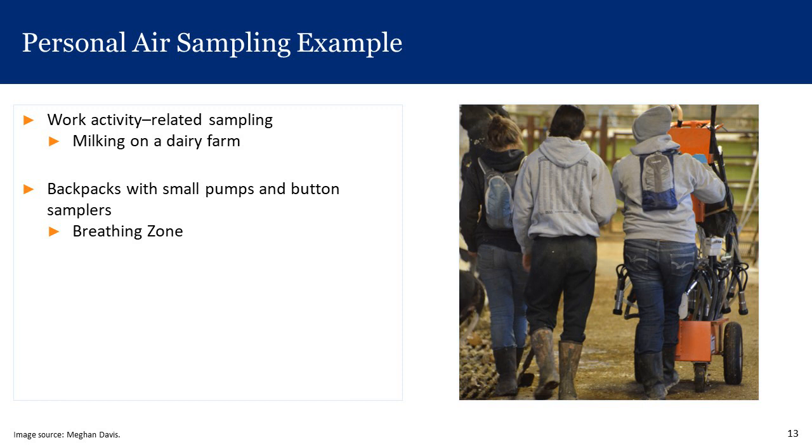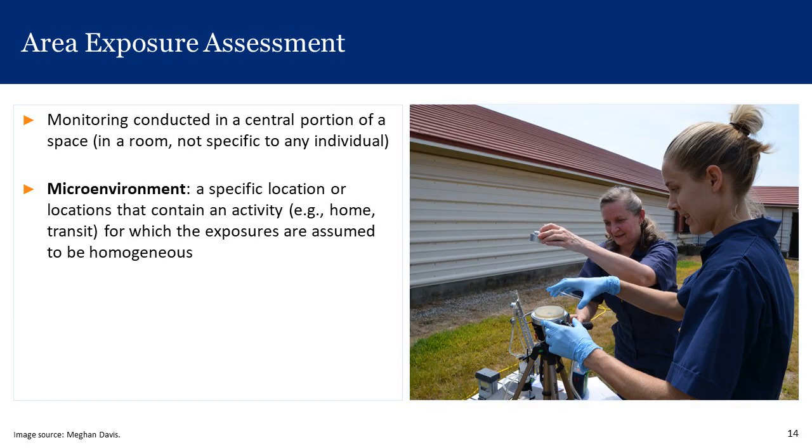So just an example. Whereas area exposure assessment is really monitoring that might be conducted at a central portion of a space. In the image shown here, this was ambient sampling for livestock-associated Staphylococcus aureus, and it was located at the ventilation exit point for the building. And so trying to capture an integrated sample across what was happening within the barn where hogs were being raised. And so you can see the auger plate on the impactor sampler here.